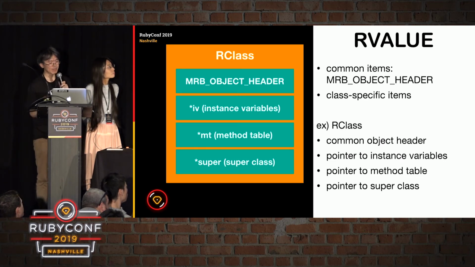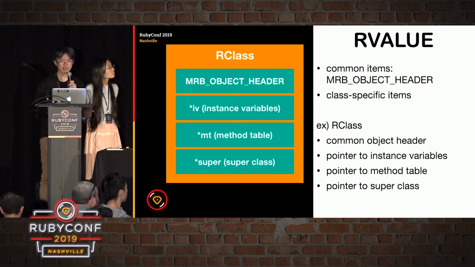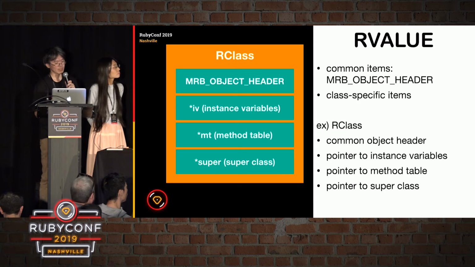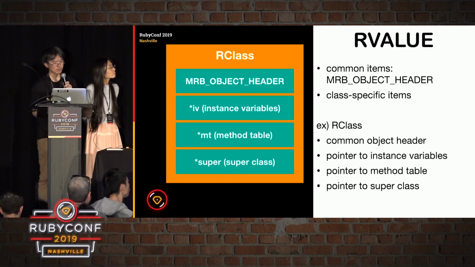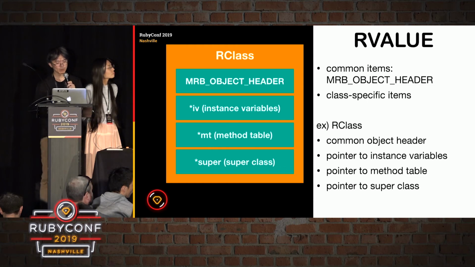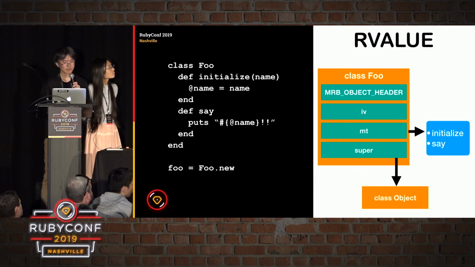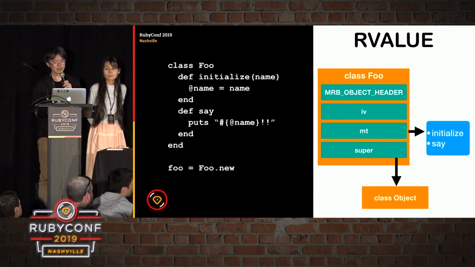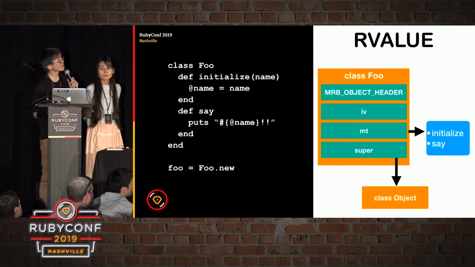RValue is the basic data structure for representing objects. RValue consists of a common object header and class-specific items. For example, RClass consists of a common object header, a pointer to an instance variable table, a pointer to a method table, and a pointer to a superclass. For example, the Foo class on the left is converted to data in the form of C.